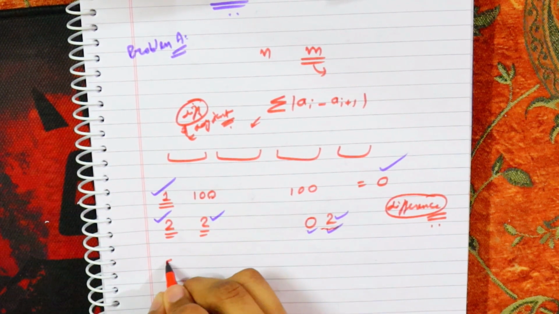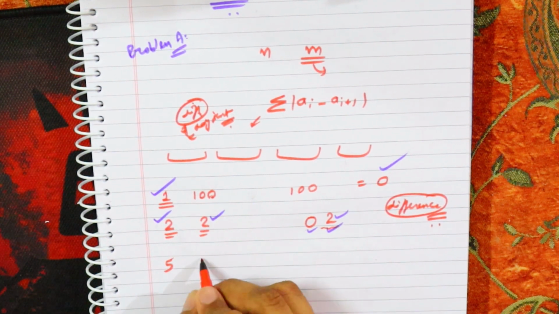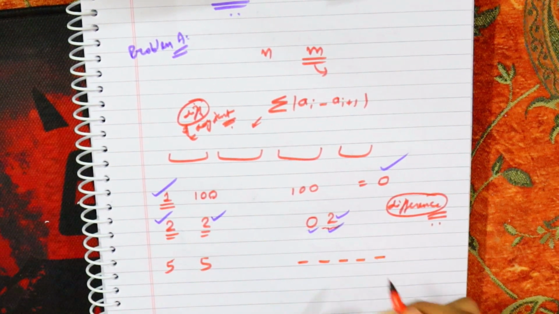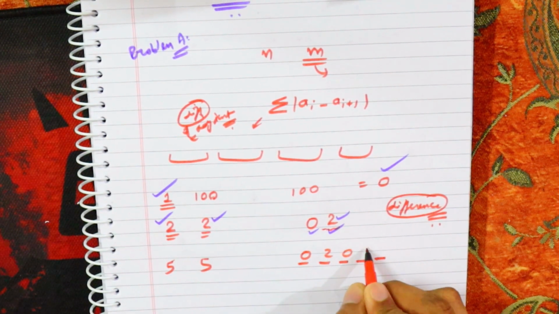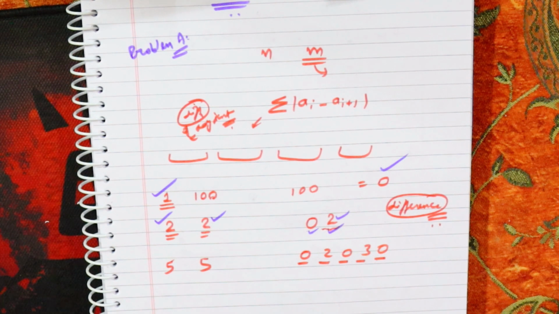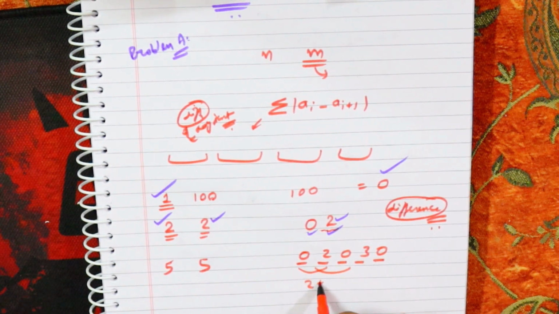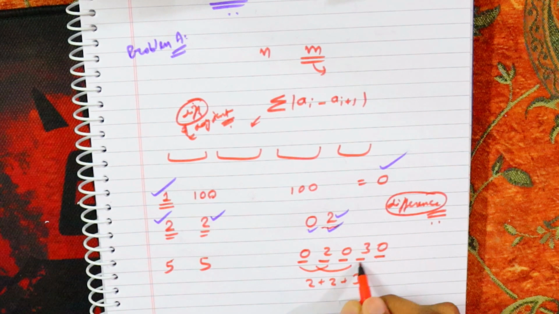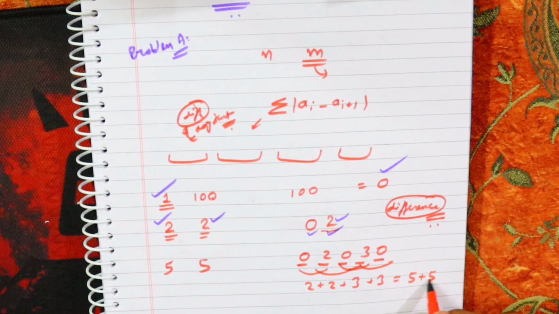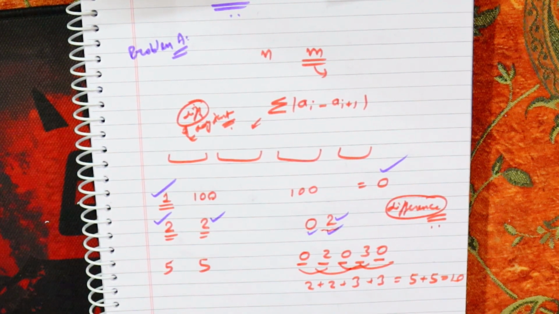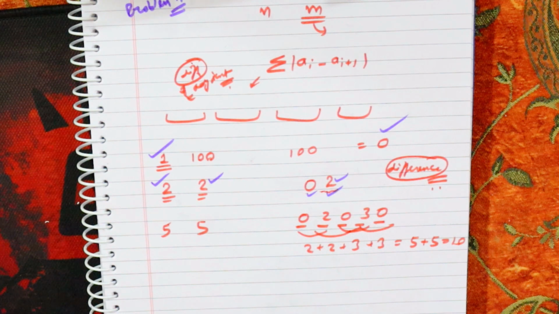Now let's have another example, for example 5, where the number of elements should be 5. Now how to place them? In the example it is stated it should be placed as 0 2 0 3 0, so that it will be 2 plus 2 plus 3 plus 3, so 5 plus 5 equals 10. Now you will ask, what is the maximum value which is possible?